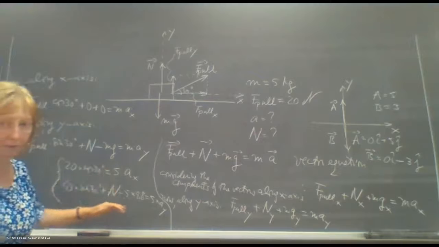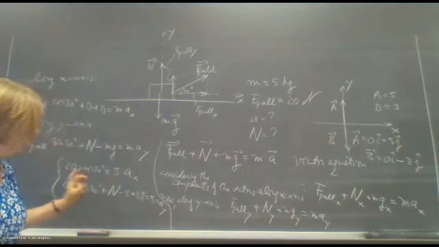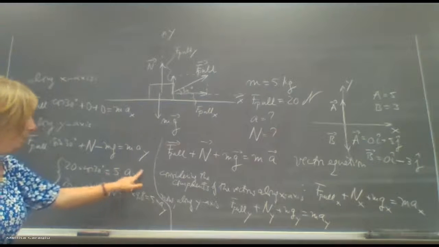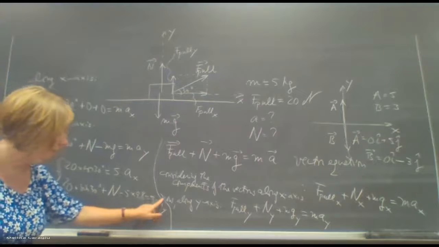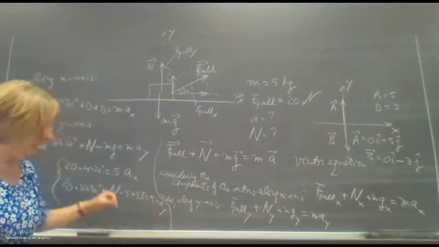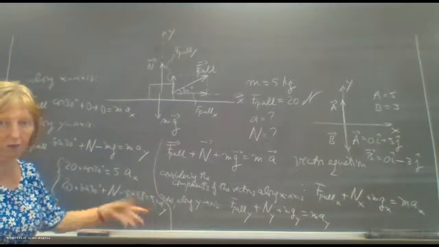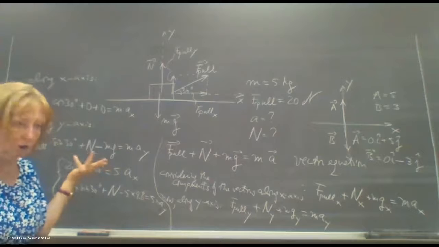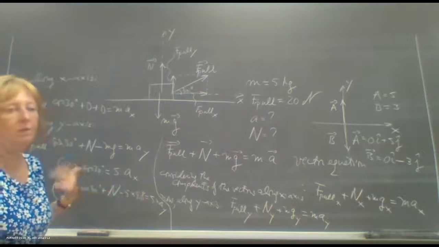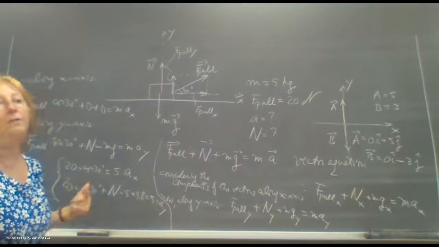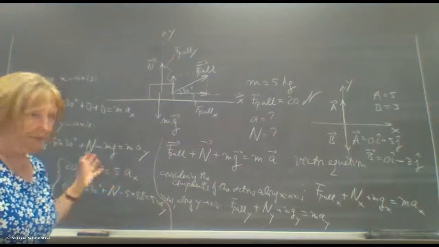And what do we notice? We have here two equations, three unknowns. Who are the unknowns? Acceleration along x, normal force, and acceleration along y. If I look at two equations and three unknowns, you cannot solve, right? You need to have two equations, two unknowns in order to solve for them. So obviously something here you have to get rid of.